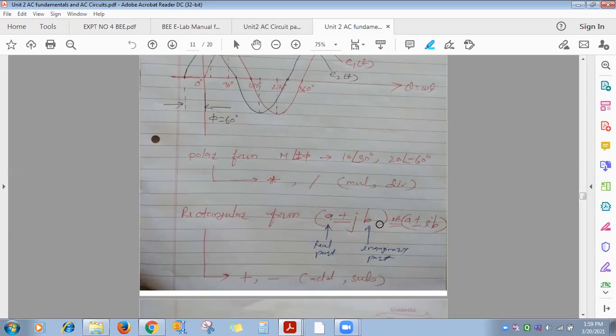So rectangular form means what? A real part it has, an imaginary part it has. That complex variable you can write with j also or i also. So the real part is because of resistance, that's why it will always be positive. The imaginary part, if it is an inductor, then that is the imaginary part. If it is an inductor, then the imaginary part will be positive.